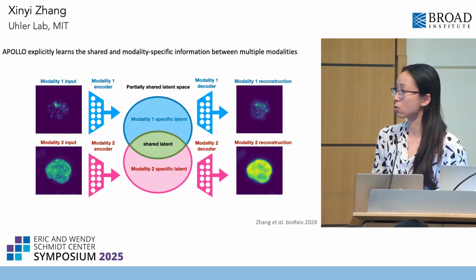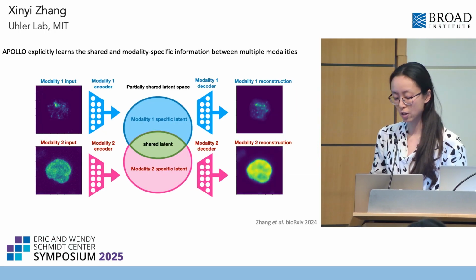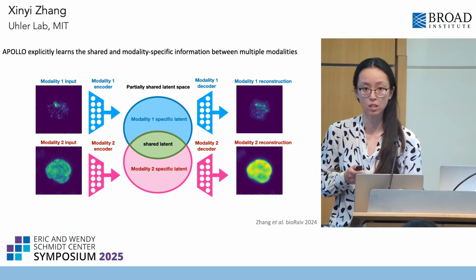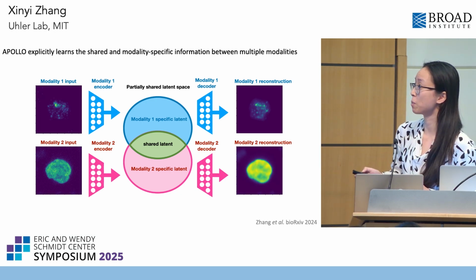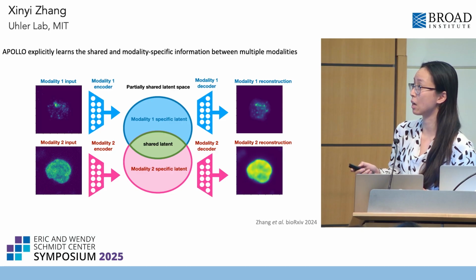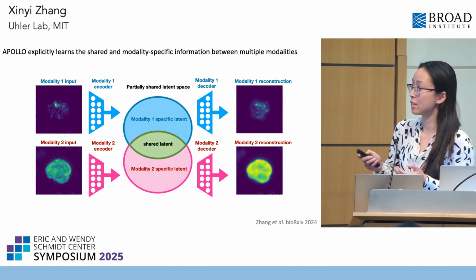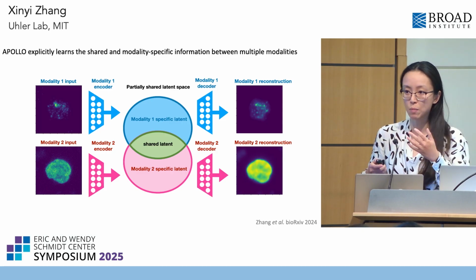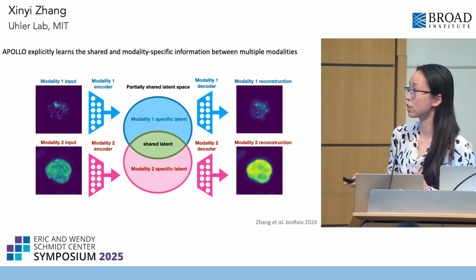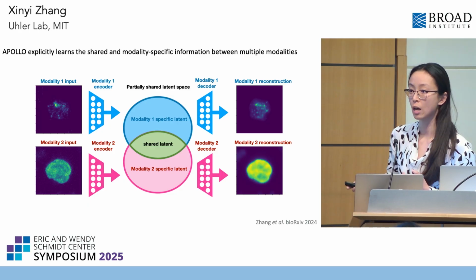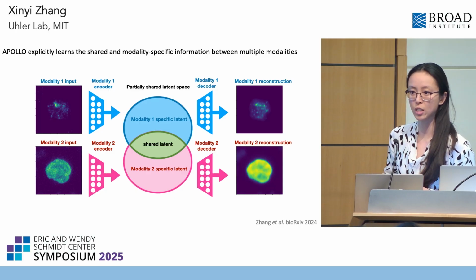To answer these two questions, we developed a model that not only integrates different modalities, but also explicitly disentangles what's the shared information between the different modalities and what's the modality-specific information. Because in this case, if we want to know where's the limitation of a cross-modality prediction, we can look at the shared information versus the modality-specific information, and only the shared information captured by the shared latent space would be something that's predictable in a cross-modality prediction.